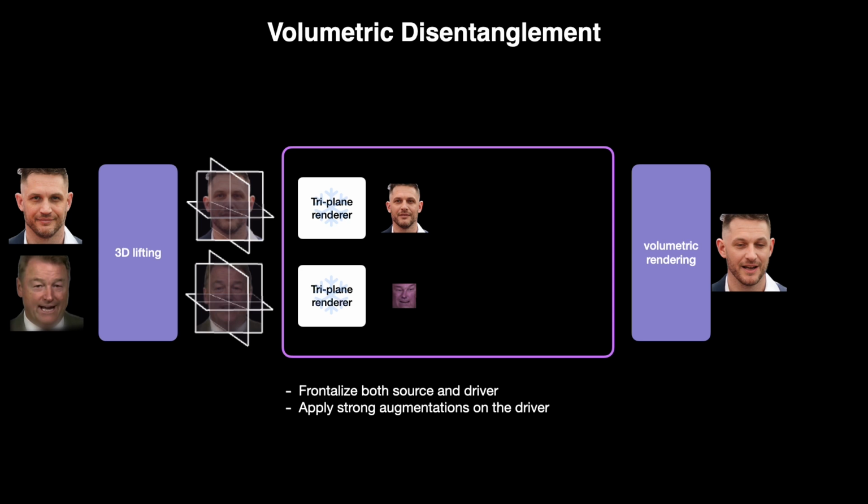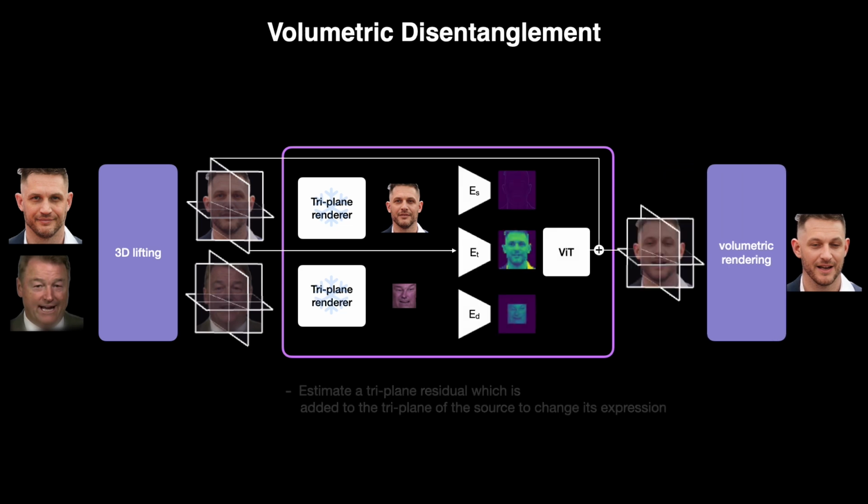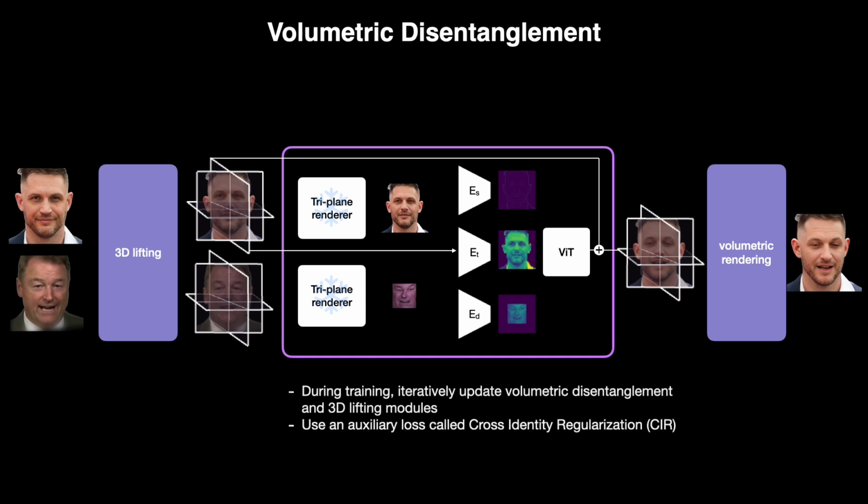We align the source and driver by rendering them from a frontal view and apply strong augmentations to the driver to prevent identity leakage. Finally, we recombine the driver expression and the source identity into a new reenacted person. We feed these images into a hybrid transformer-based network to calculate a residual that modifies the expression in the source triplane. 3D lifting and volumetric disentanglement modules are trained iteratively. To further prevent identity leakage, we use a proposed cross-identity loss that forces the identity of the output to match the identity of the source.